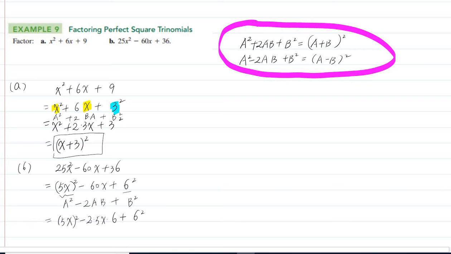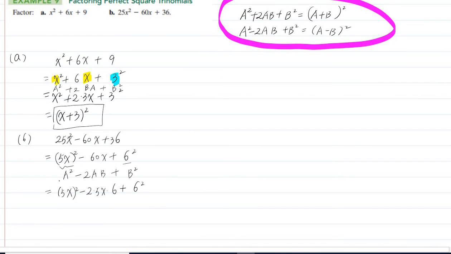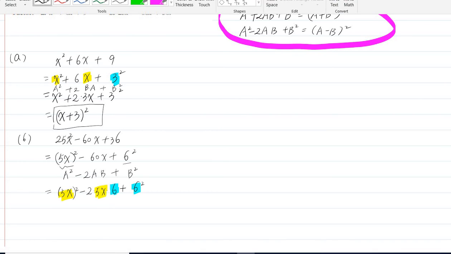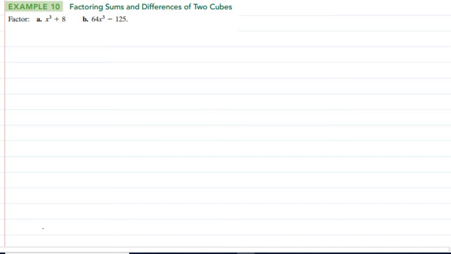If you realize here 2 times 5 times 6 is actually 60, okay? If you realize this, you really don't have to do anything. You can just follow the steps. I'm just going to break it down for you. Once we realize everything, this is the form of the second formula, a minus b, the whole thing squared. In our case, we're going to have 5x minus 6, the whole thing squared. Then you are done.